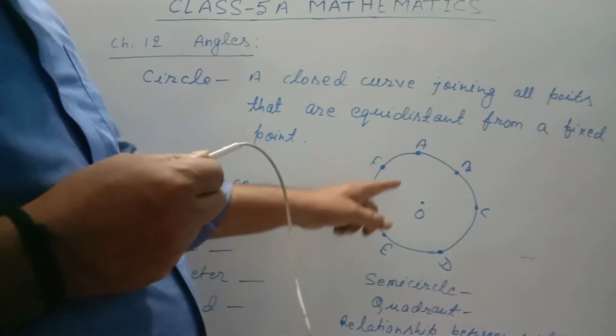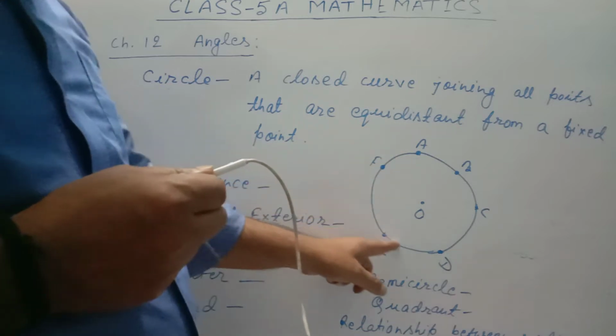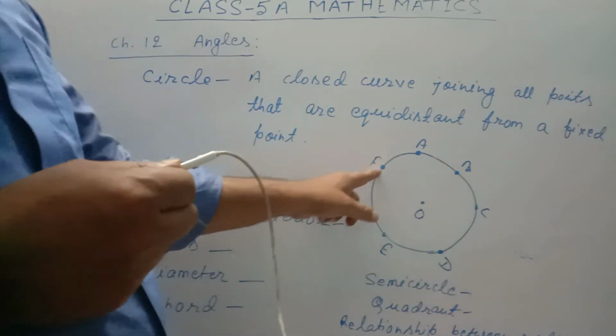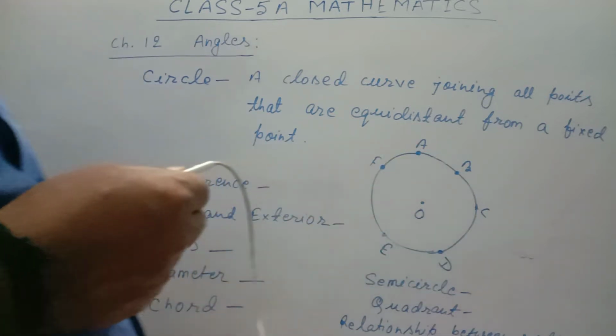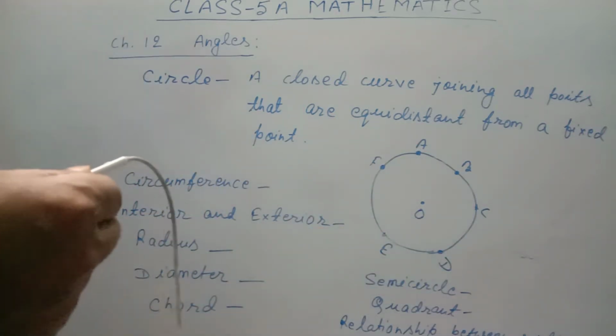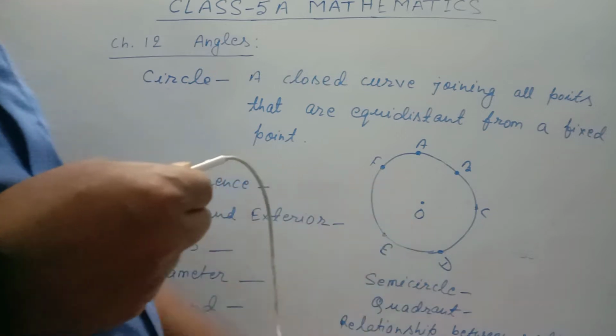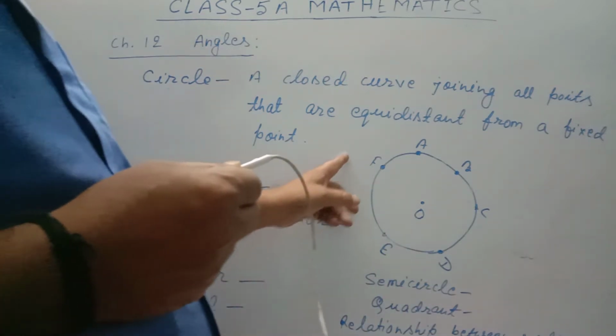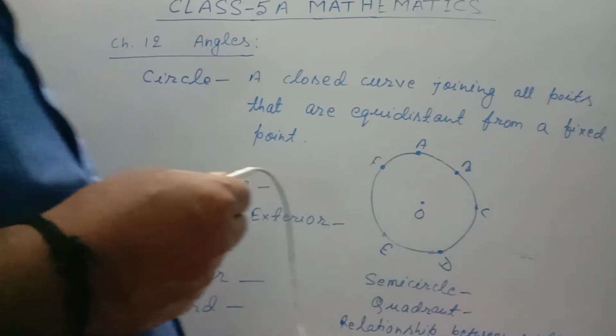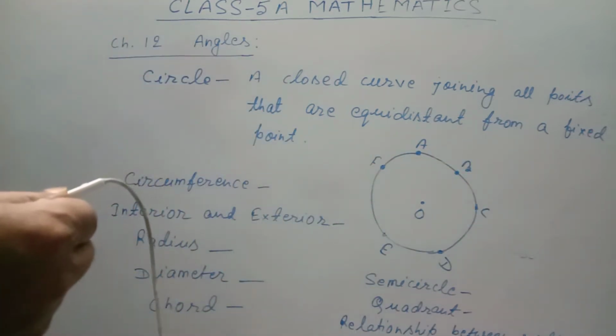And circumference: the length of this boundary line of this closed curve is the circumference. And the points that lie inside the circle are called the interior of the circle, and the points that lie outside the circle are called the exterior of the circle.